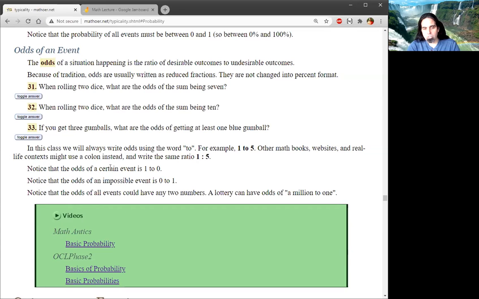Notice that if an event is certain, the odds will be 1 to 0. The always happens to the never happens. And if it's impossible, the odds will be 0 to 1. And odds can have any number. They don't stop at 1 or 100% like probabilities. A lottery can have odds of 1,000,000 to 1 without any stretch of the imagination.